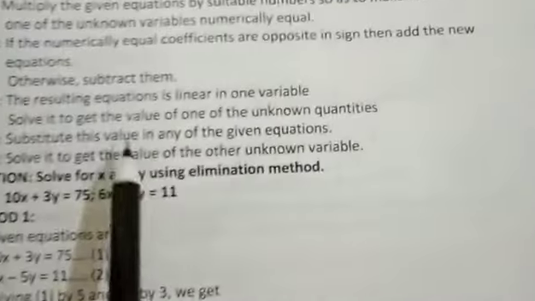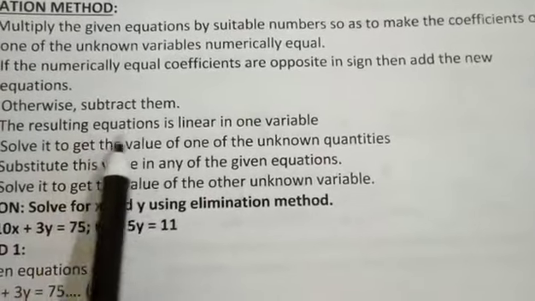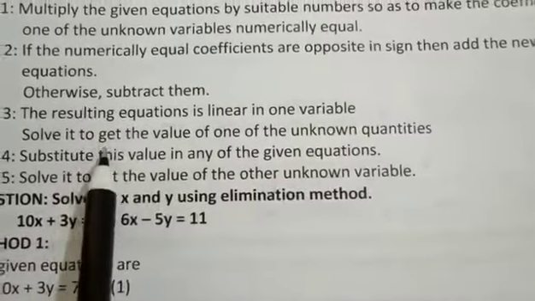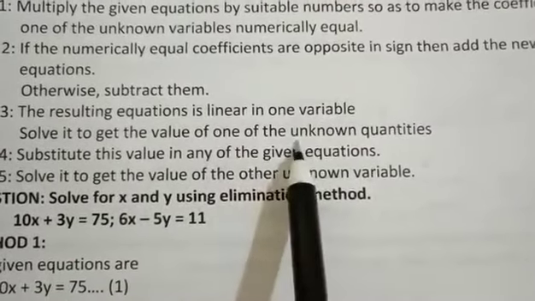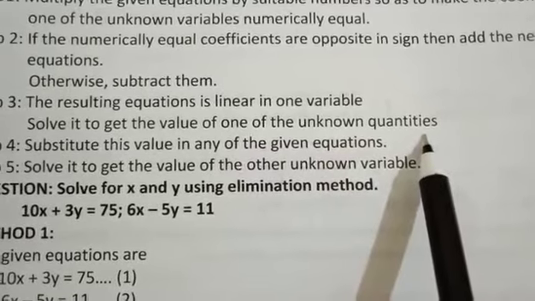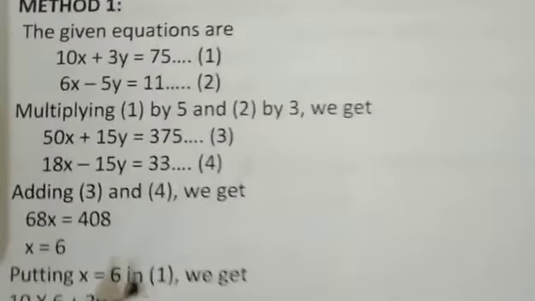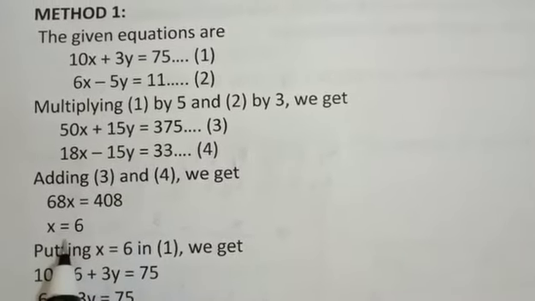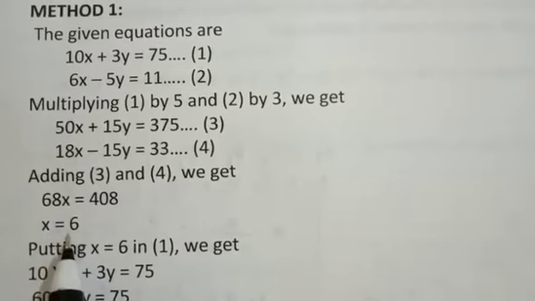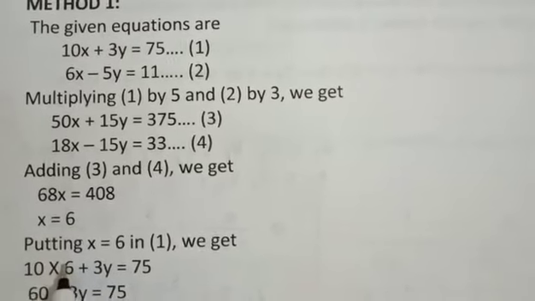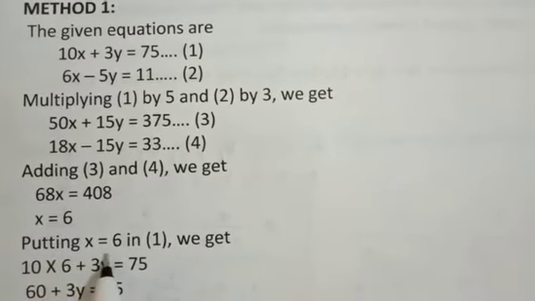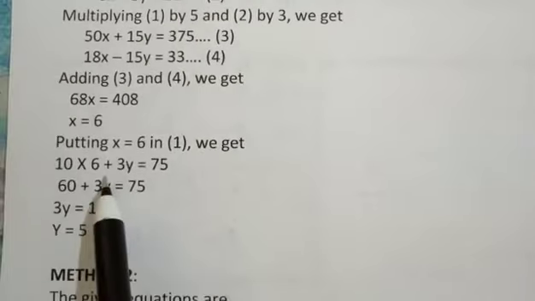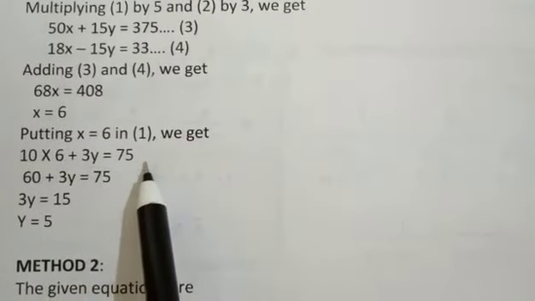That is step number 3. The resulting equation is linear in one variable. Solve it to get the value of one of the unknown quantities. So we are going to solve this equation 68x is equal to 408. Solving, we are going to get the value of x as 6. Now, if we put the value of x as 6 in the first equation, we are going to get 10 into 6 plus 3y is equal to 75.